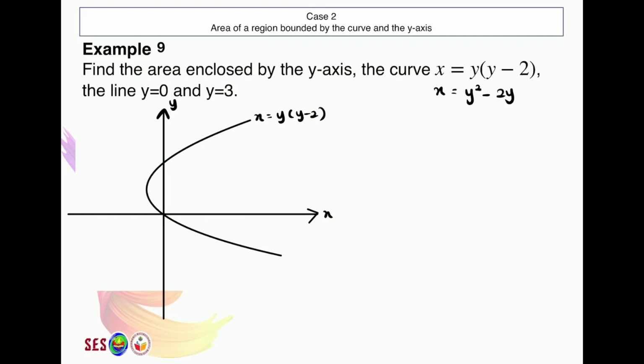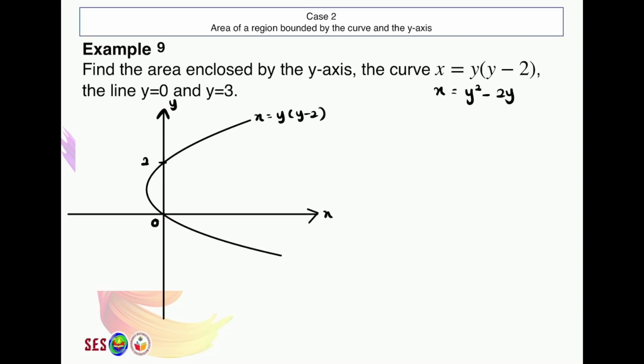And how do we determine the two points here? It is the y-intercept, which is when x equals 0. So when you substitute x equals 0 into this equation, you know that y equals 0 and y equals 2. So you can label this 0 and this 2.